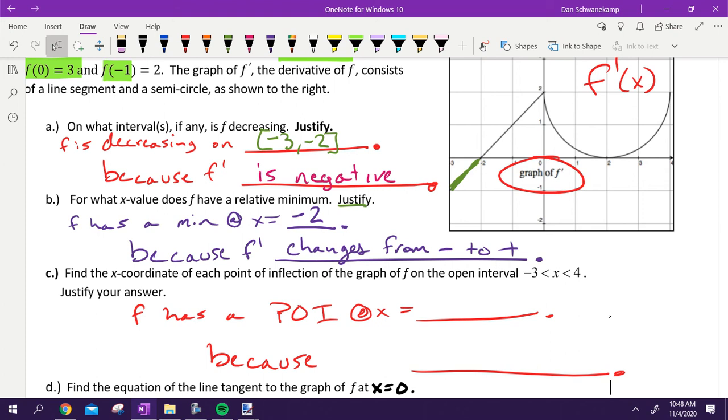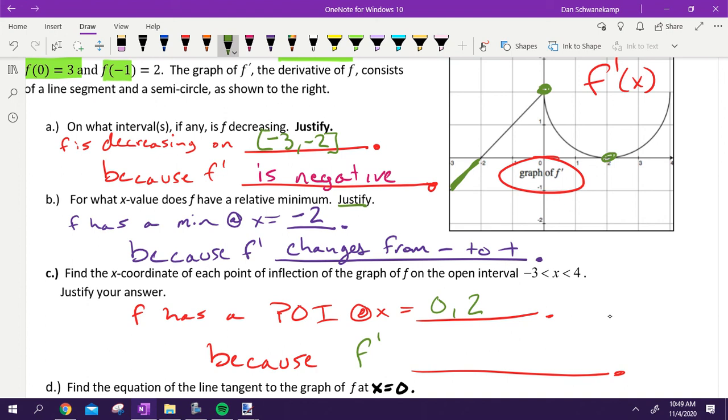You should have 2 sets of fingers up here. And I see a couple right answers. We have a point of inflection at 0 and 2. Right here and right there. Why do I have a point of inflection at those spots? Because what?